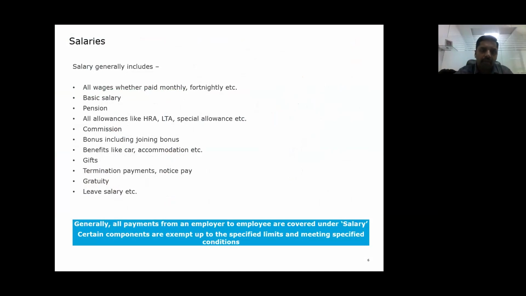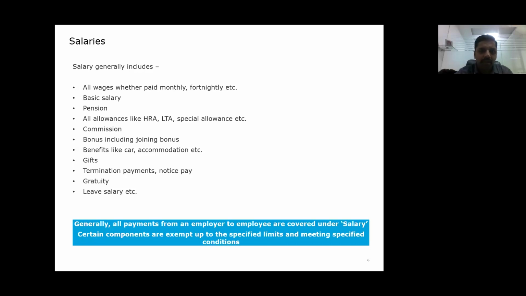Before getting into the exemptions, let's understand the definition of salary as per the Income Tax Act. Salary includes all wages, whether paid monthly or fortnightly, which includes basic salary, pension, and all allowances like HRA, LTA, special allowance, whatever you call it as an allowance, it's a cash component. So it is a taxable element in the salary structure. Then commission, bonus, benefits like car, accommodation, etc. Any benefits provided in kind, unless there is a specific exemption, are also taxable. Gifts, termination payments or notice pay, gratuity, and leave salary all come under the definition of salary.